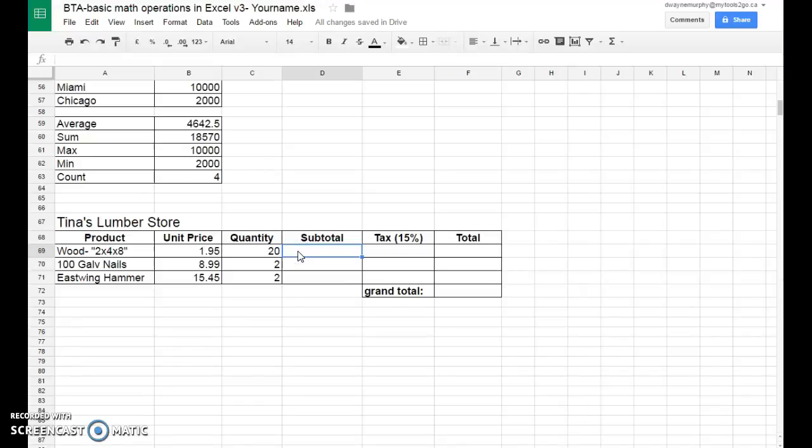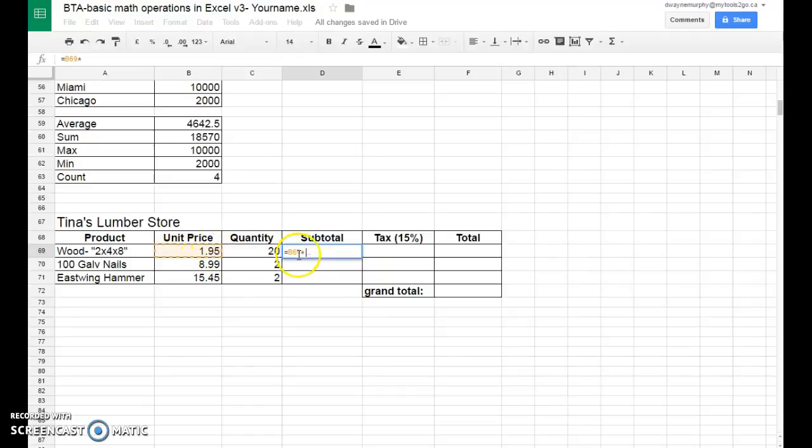So let's do a formula here. We're going to say equals the unit price, this value here, B69. Now times is the asterisk. All your basic math operators, times, division, multiplication, subtraction, are on your number pad.